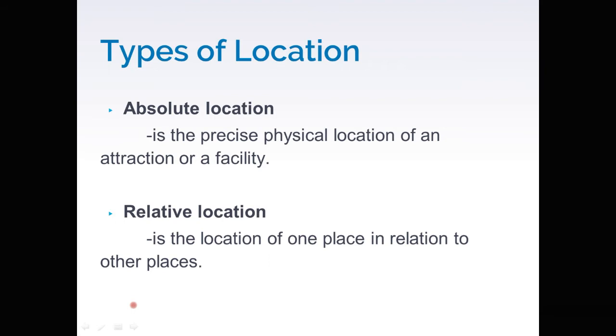Kasi as you go along the way habang nagta-travel ka, may mga iba ka pang mga spots na pwedeng makita aside from sa lugar na pinaka-pupuntahan mo. So, those are the two types of location, the absolute and the relative.